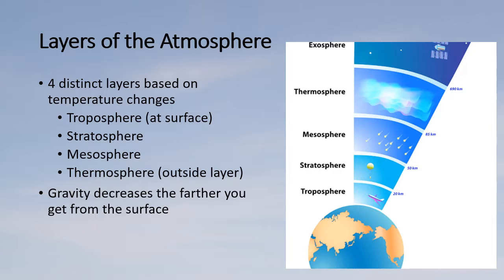Our layers of the atmosphere. We have 4 distinct layers based on temperature changes. It's important. We say it's a different layer because the temperature has changed. All right, so our troposphere is at the surface, then it moves into our stratosphere, our mesosphere, and then our thermosphere. The thermosphere blends into our exosphere, which goes out into space. Our gravity decreases the farther you get from the surface.